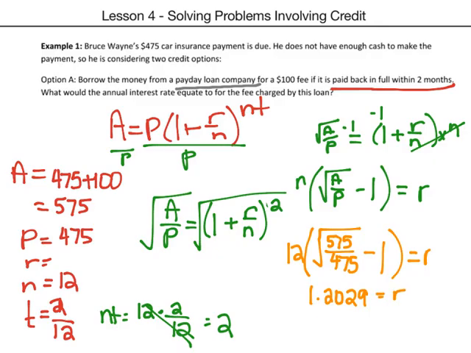And remember, this is an interest rate, so we have to times it by 100. So the interest on this is 120.29%. This is very, very high. So the annual interest rate for this is 120.29%.